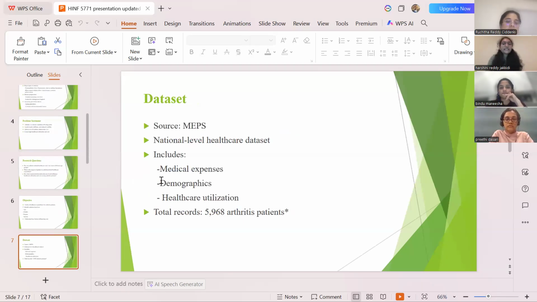And next is the dataset. The dataset we used is the MEPS dataset, and this is a nationally representative healthcare dataset provided by the AHRQ, which includes medical expenditure, demographic, and as well as healthcare utilization data. And our final dataset includes 5,968 arthritis patients.